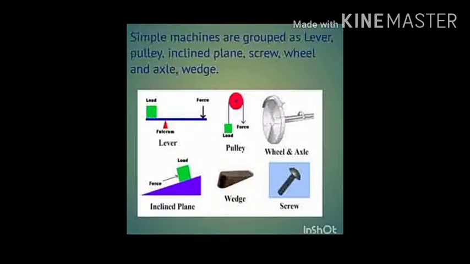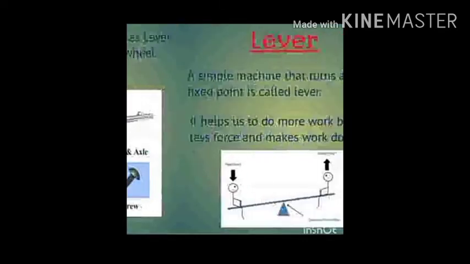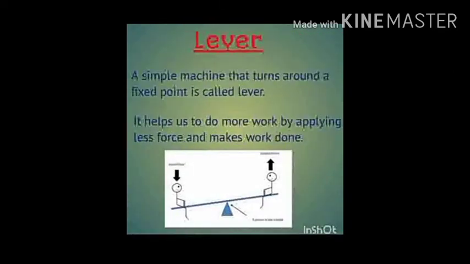Simple machines are grouped as lever, pulley, inclined plane, screw, wheel and axle, and wedge, where these are the examples of simple machines. Lever, a simple machine. A simple machine that turns around a fixed point is called lever. It helps us to do more work.